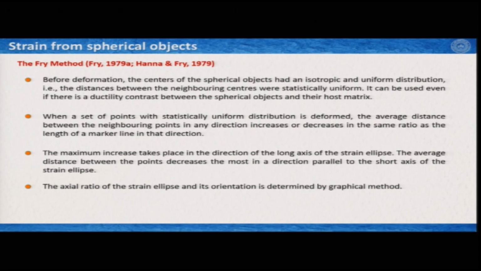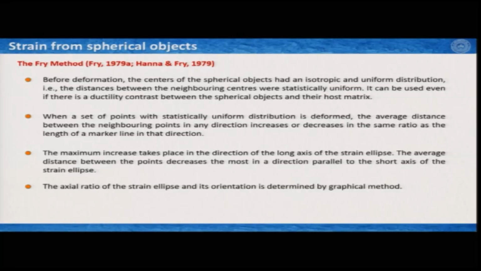The second one, one of the most used strain analyses from spherical objects in 2 dimensions, is known as the Fry method. It is given by Professor Fry. It is from 2 consecutive papers, one in 1979 and then another one in the same year with Hanna. So, this Fry method is very interesting, and it has some very interesting concepts behind it.